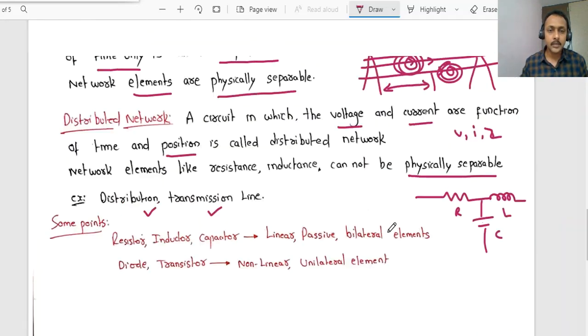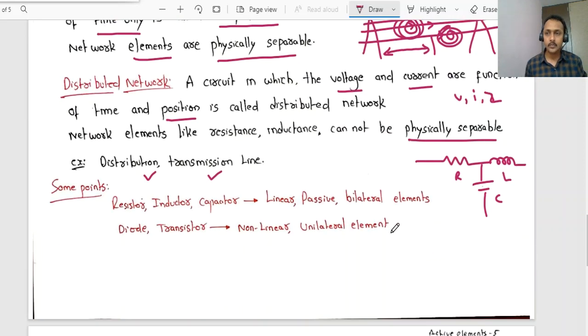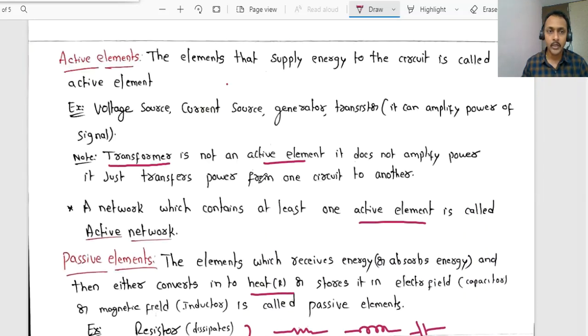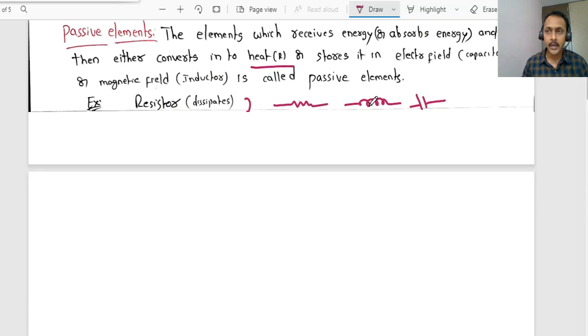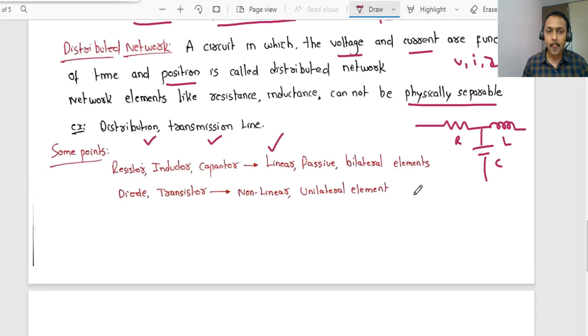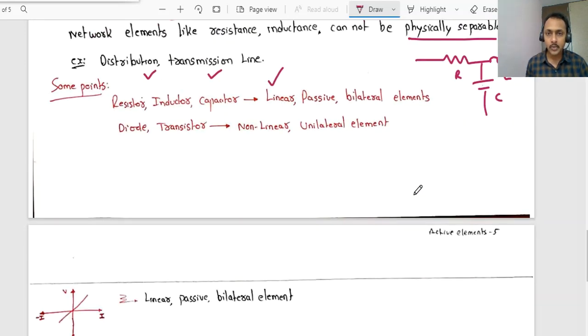Resistor, inductor, capacitor, which type of elements are they? Resistor, inductor, capacitor are linear elements. They will absorb some energy, right? They will not deliver the energy. For example, what will an active element do? It will supply the energy. They just absorb the energy, so they are passive elements.